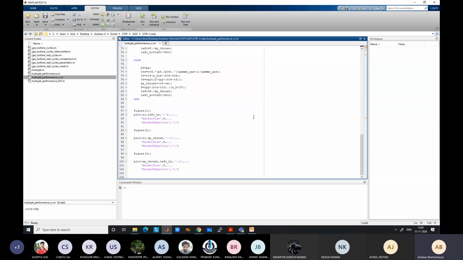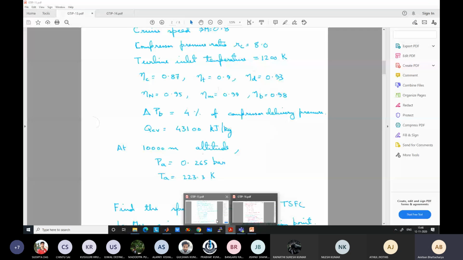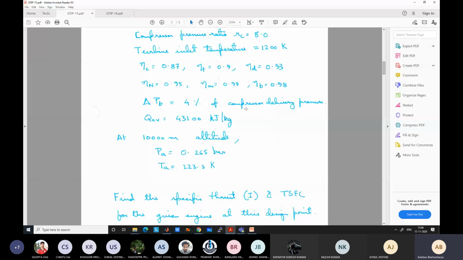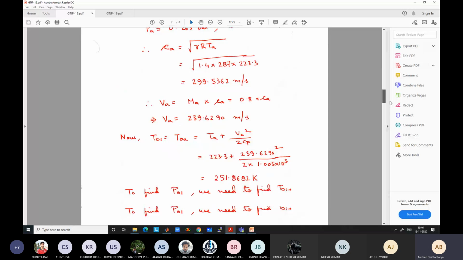For each design point, for each RC and temperature 1200 Kelvin, we will have one data point for thrust specific fuel consumption and one data point for specific thrust. For example, going back to the problem in the previous class, for RC equal to 8 and turbine inlet temperature 1200, we obtained the values 612 and 0.1278.